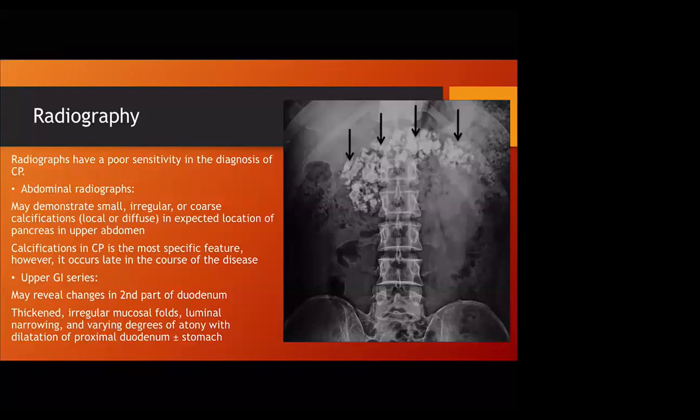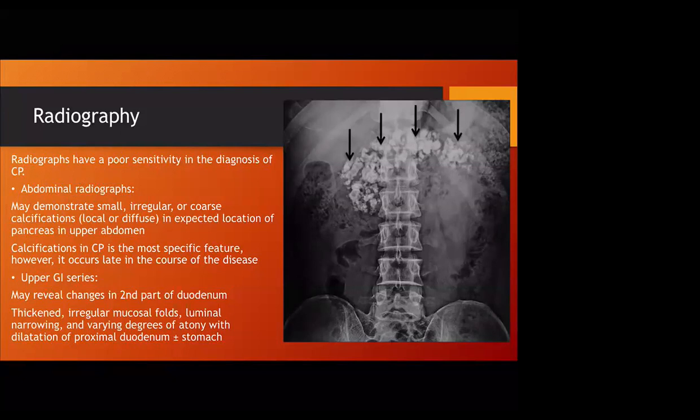Regarding the radiography, بالplain film, we may demonstrate small irregular or coarse calcifications, local or diffuse, مثل ما نشوف بهاي الصورة, diffuse calcification at the area of the pancreas in the epigastric region. Calcification in chronic pancreatitis is the most specific feature. However, it occurs in late course of the disease.